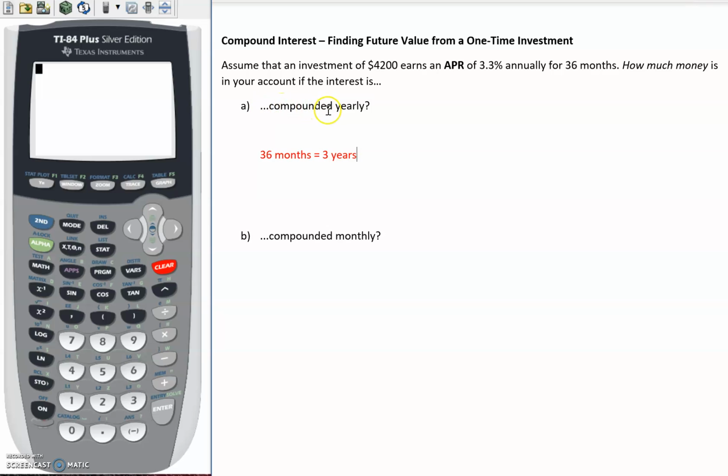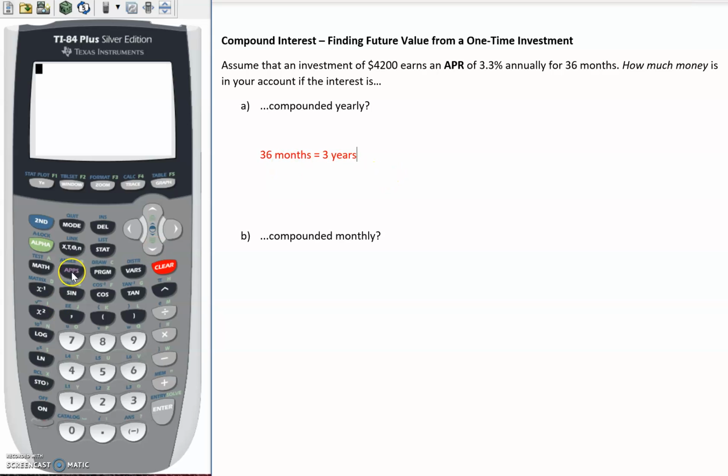In this case, in part A, we're going to be looking at what happens in the future, how much money is in your account if the interest is compounded yearly. So there's a good chance that we're going to want to use years instead of months here. But we'll just keep that in mind. And if you ever have a number of months and you want to convert it to years, just divide by 12. So 36 divided by 12 gets us 3.